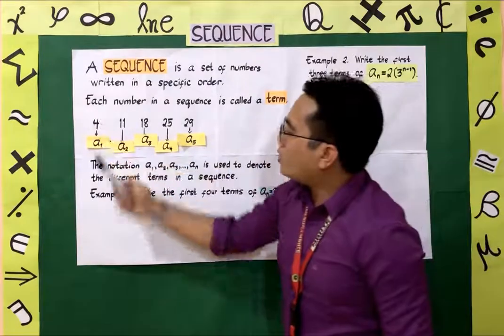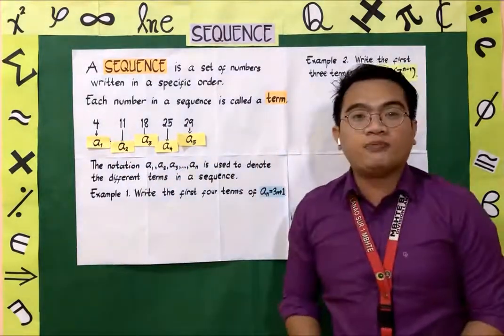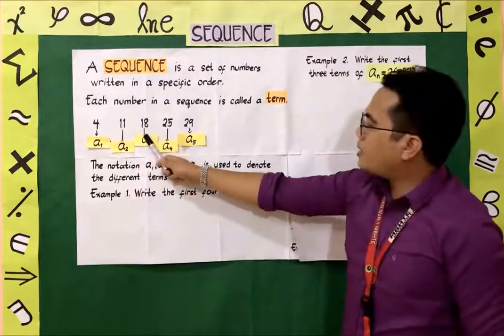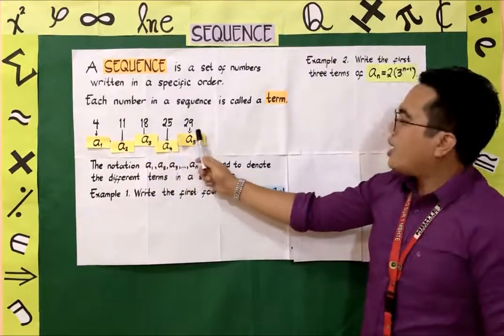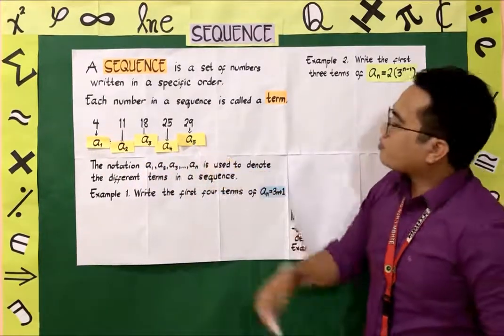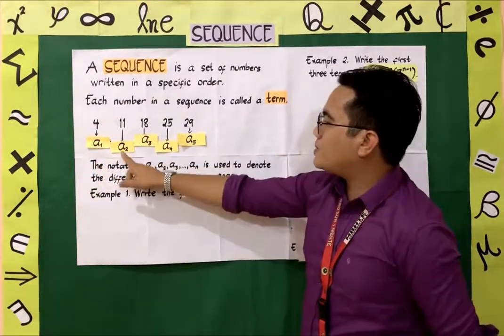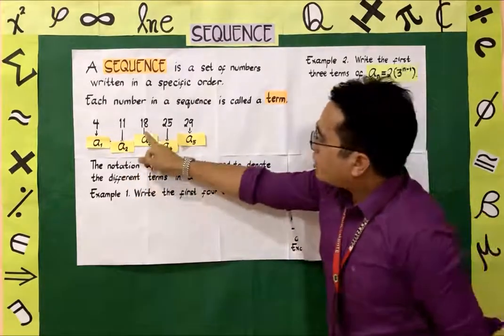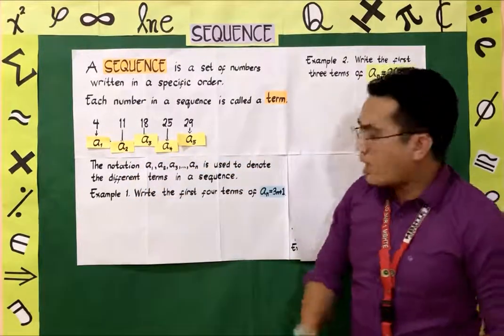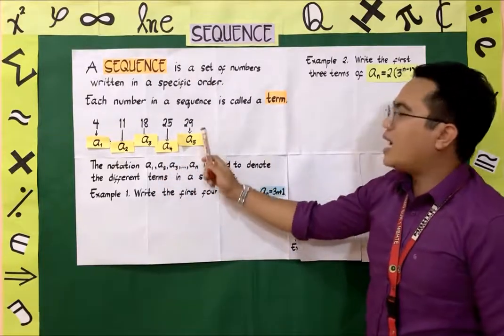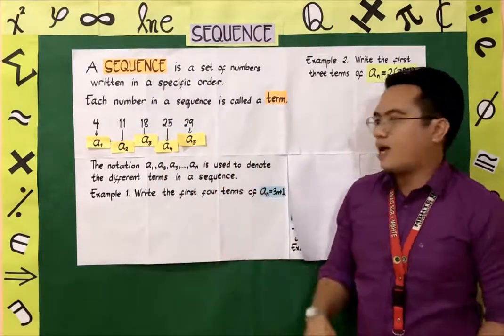For example, we have a set of numbers. The first one is we have 4, 11, 18, 25, and 29. 4 is represented as a sub 1, 11 is represented as a sub 2, 18 is represented as a sub 3, 25 is represented as a sub 4, and 29 is represented as a sub 5.